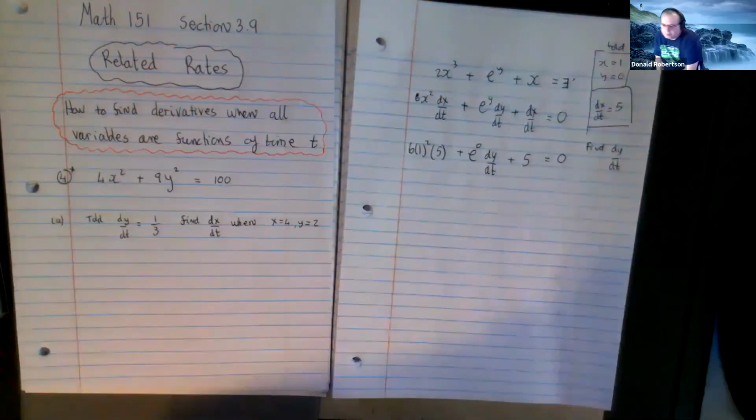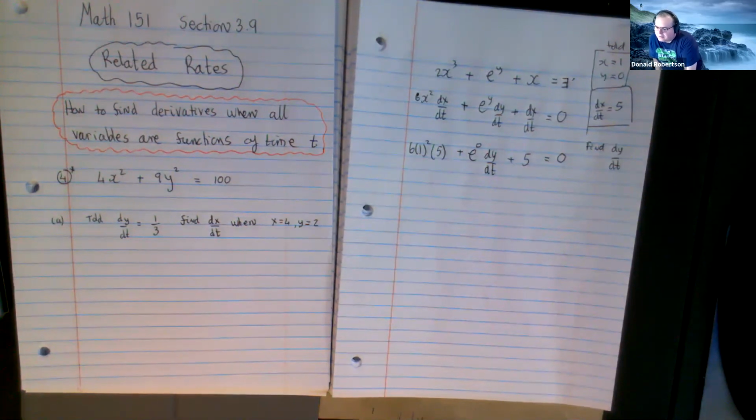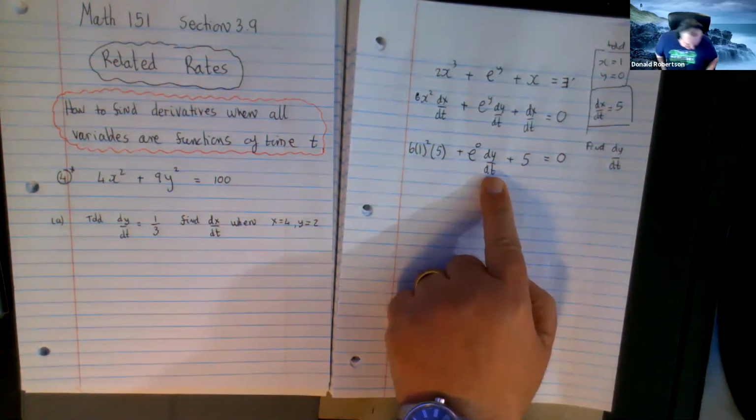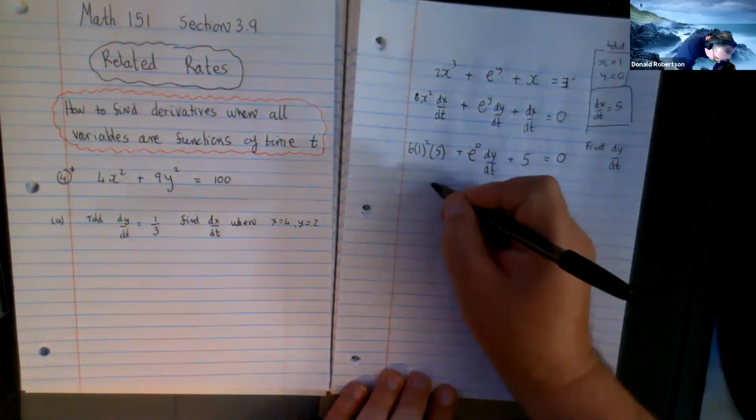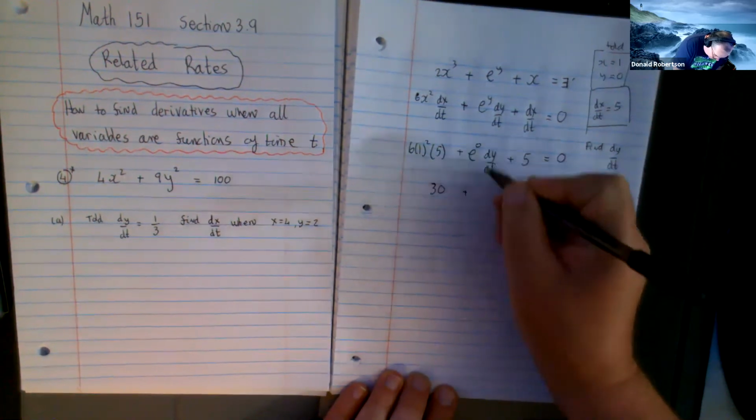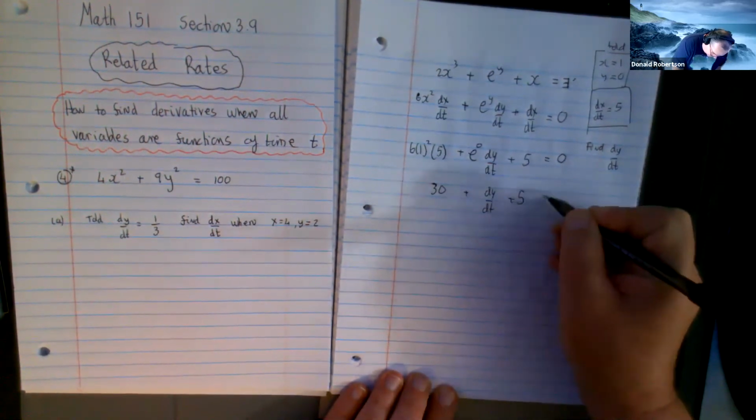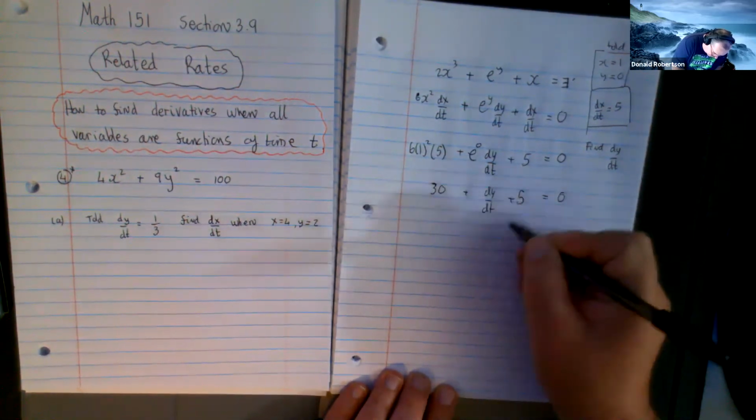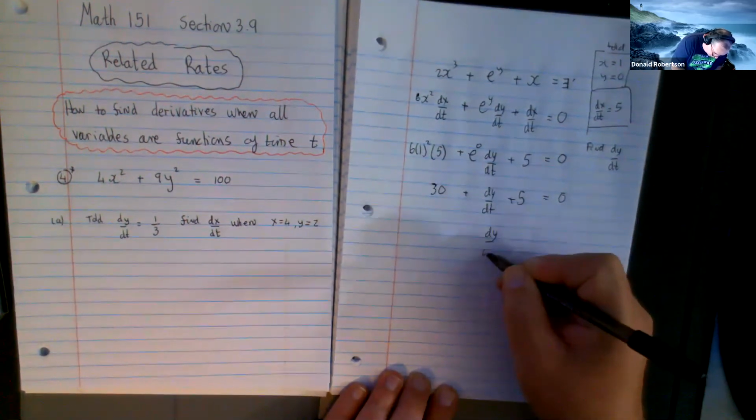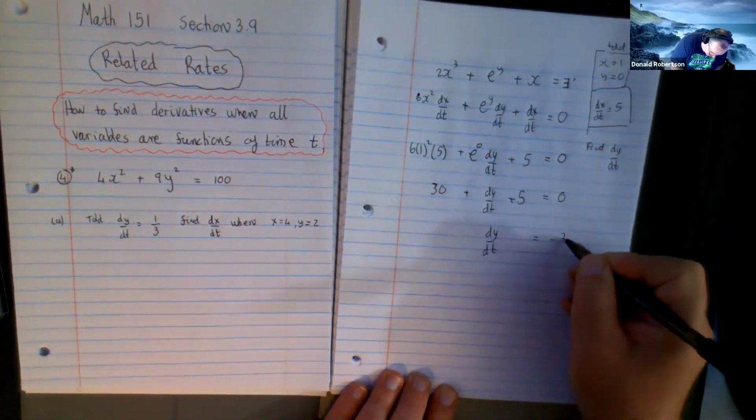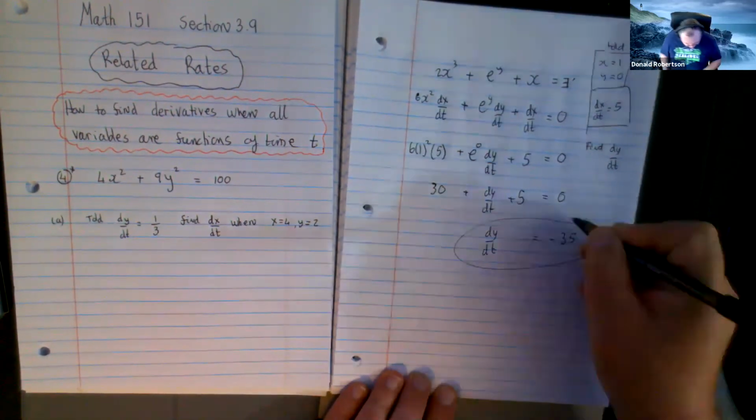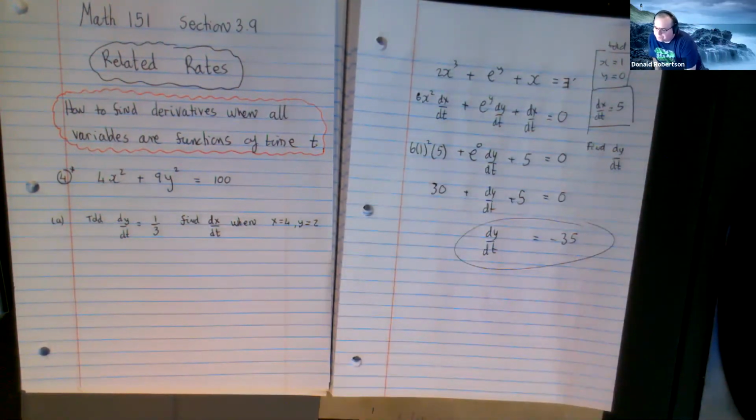Are you all happy about the plug and chug part? And isn't the last bit just going to solve for the missing guy? In this case, find out what dy by dt is. This is 30, that's 1, and this is 5. So you add these together, you get 35, and you can subtract it from both sides. Actually, I don't need to anymore because the way it worked out, our answer is that.